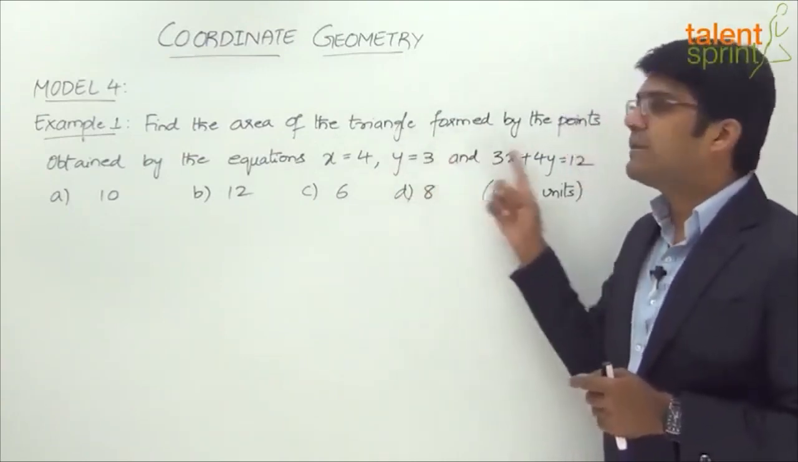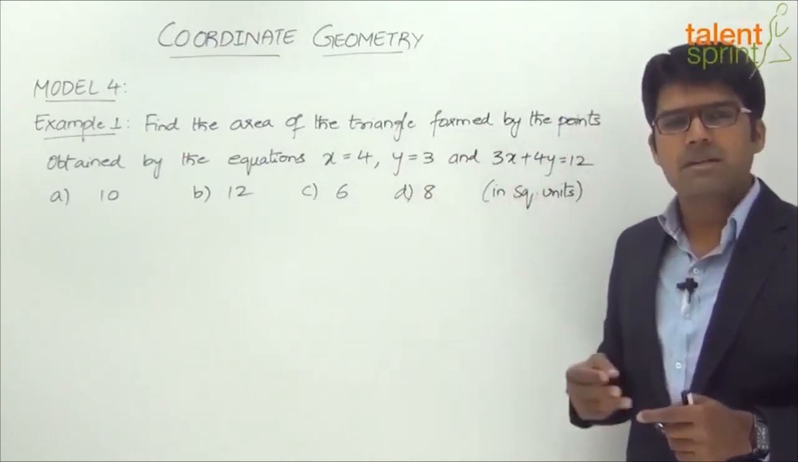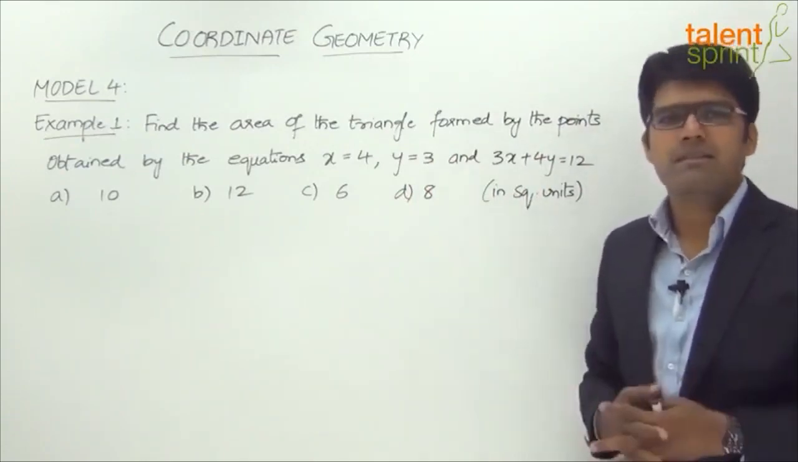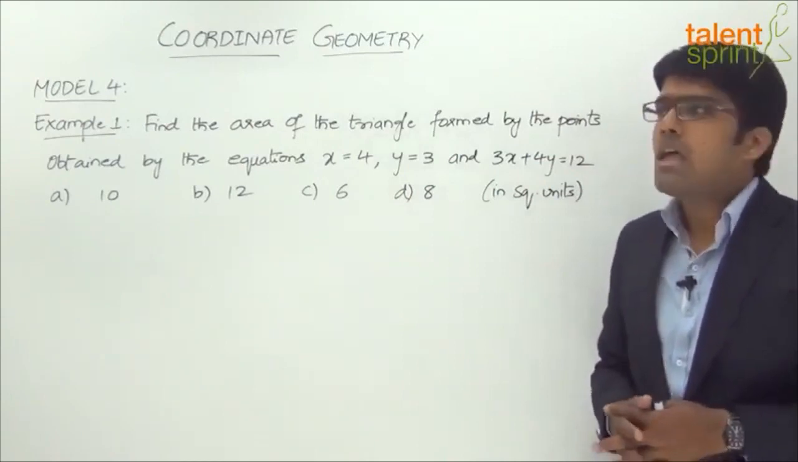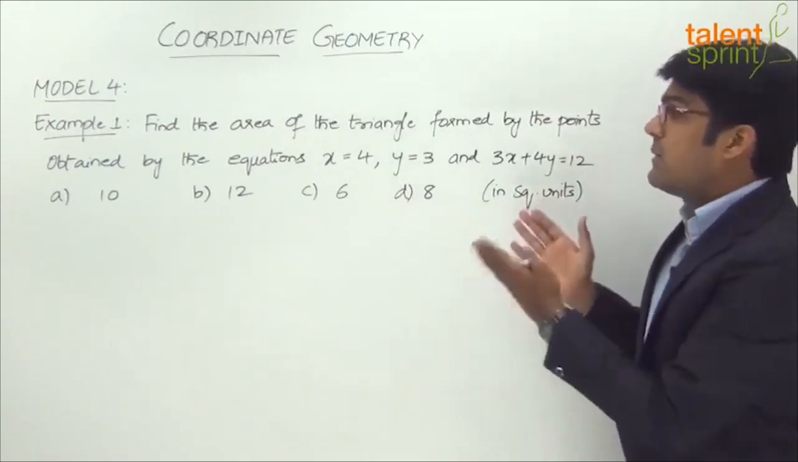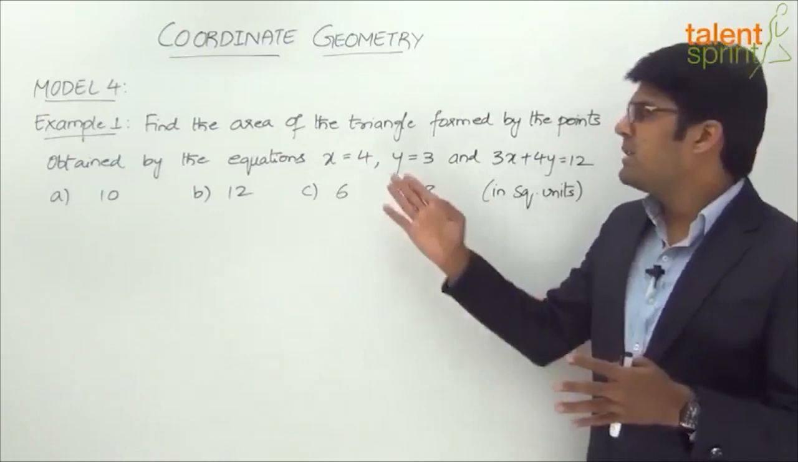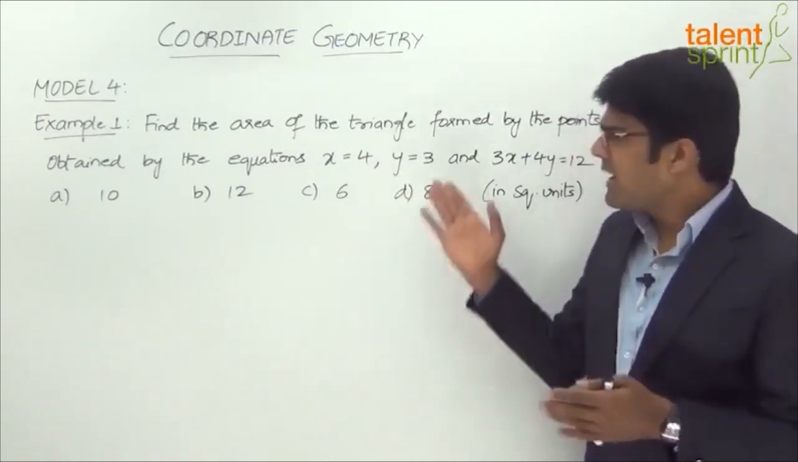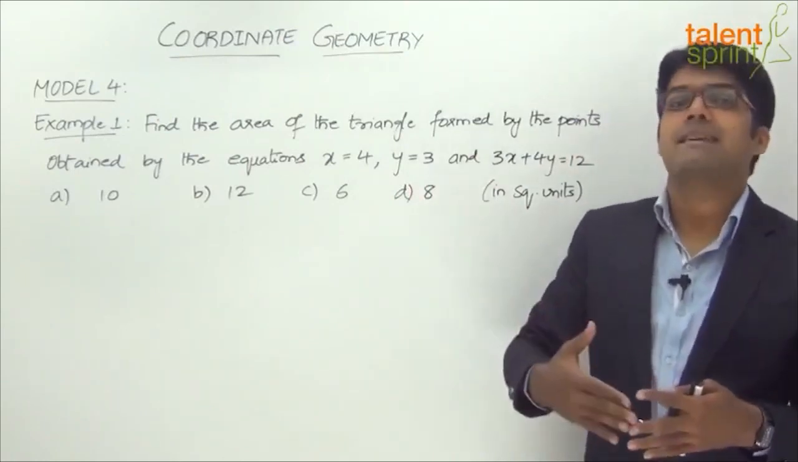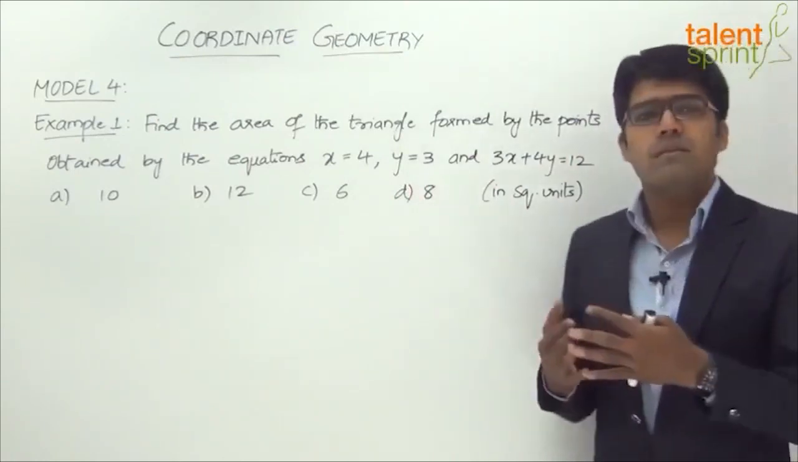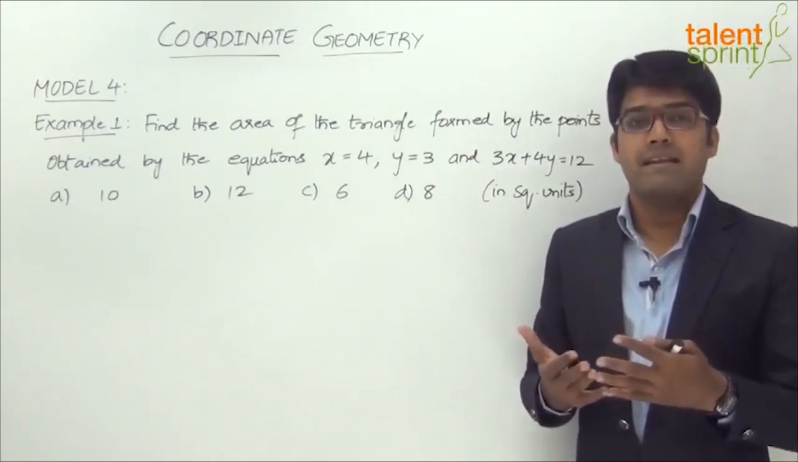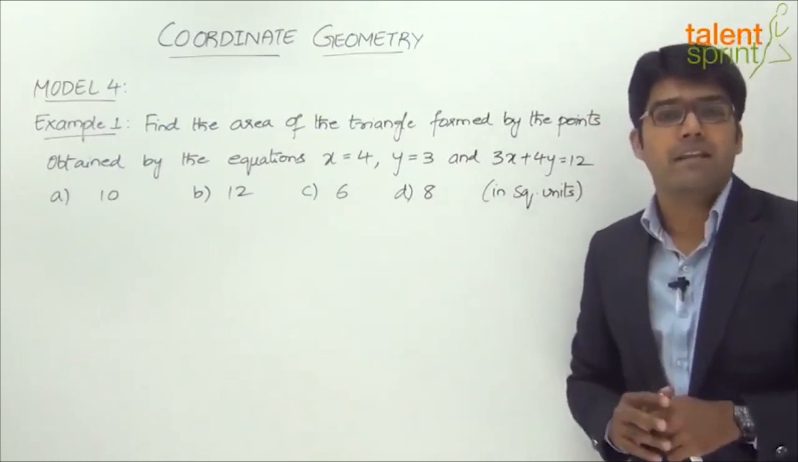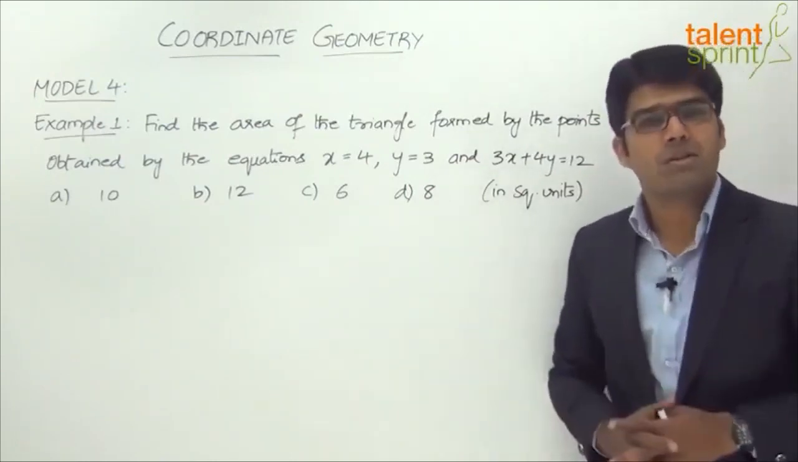What do we do? Solve the equations. We have got 3 different equations here. By solving them in pairs, we'll get 3 different vertices, and those 3 vertices will give us the area by using the formula. Otherwise, since the equations here are easy to interpret: x = 4 is a straight line parallel to the y-axis, y = 3 is a straight line parallel to the x-axis, and 3x + 4y = 12 is also easy to understand. It can be taken in the intercept form. And we can easily identify the area of the triangle by just drawing these 3 lines on the coordinate axis.